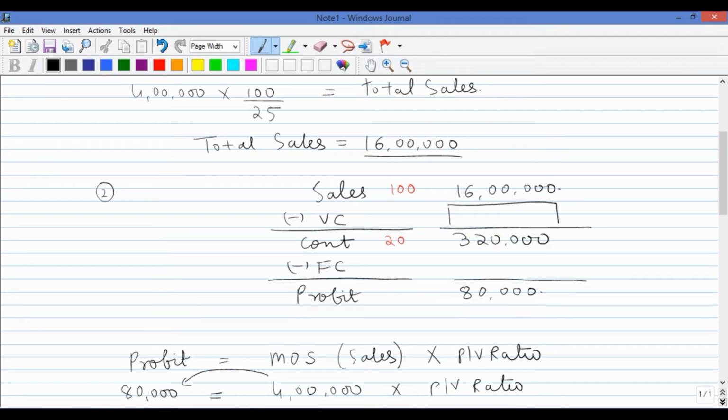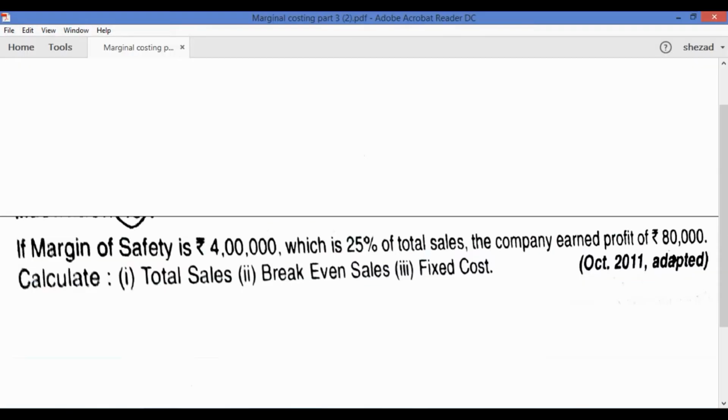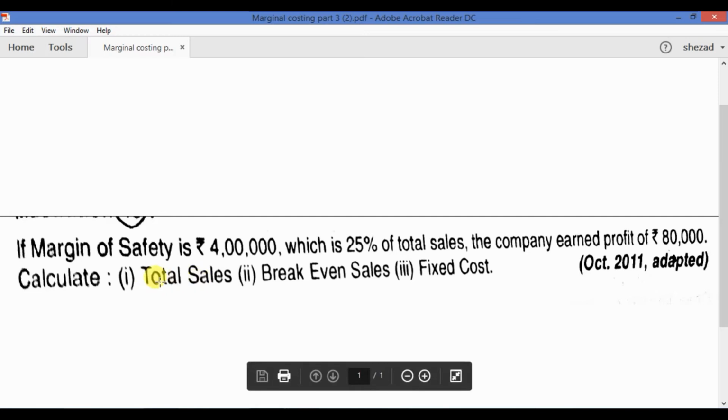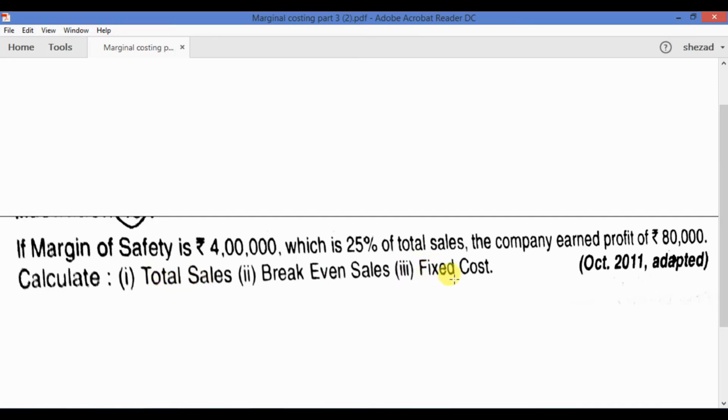I can take this as my balancing figure. So 16 lakh minus 3 lakh 20 is going to give me 12 lakh 80,000, and this also I can get as a balancing figure. From 3 lakh 20 I am going to subtract 80,000, so I am going to get 2 lakh 40 as my fixed cost. Let's see whether we have found everything. The total sales, yes, I have found it. The fixed cost, yes, I have got it.